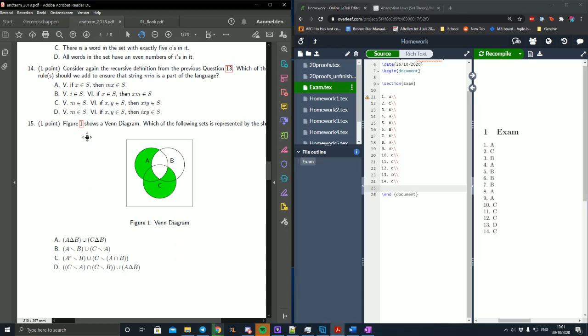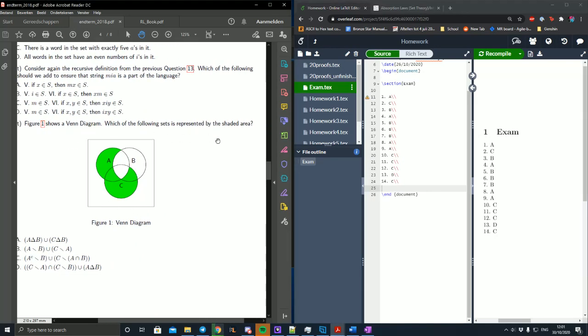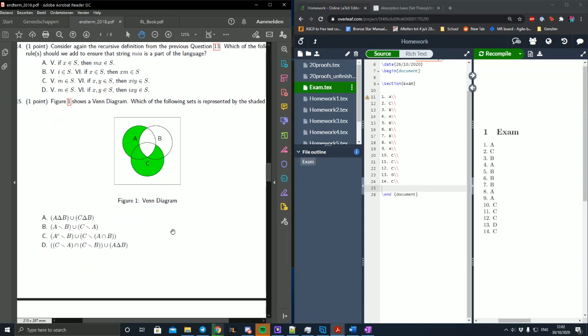Okay, figure 1 shows a Venn diagram. Which of the following sets is represented by the shaded area? So you have the symmetric difference of A and B, union the symmetric difference of C and B. The symmetric difference, that is an XOR. So that means it's this part, union this part. So no, that's not true, because then it would only be this part and this part.